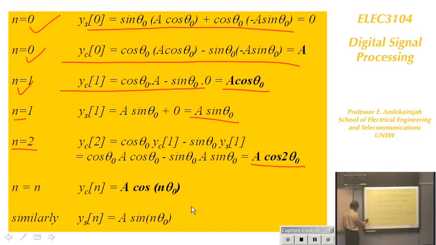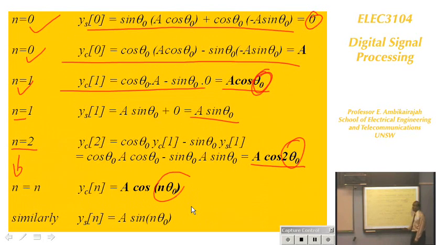N equal to n, if you continue this, you can see cos theta naught started with cos theta naught, cos 2 theta naught, so it will end up with cos n theta naught. Similarly, you can show it with sin n theta naught. So that structure, by iterating like this, a few values, you can say it is sine and cosine.